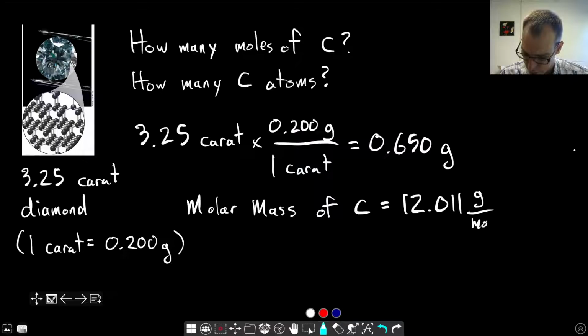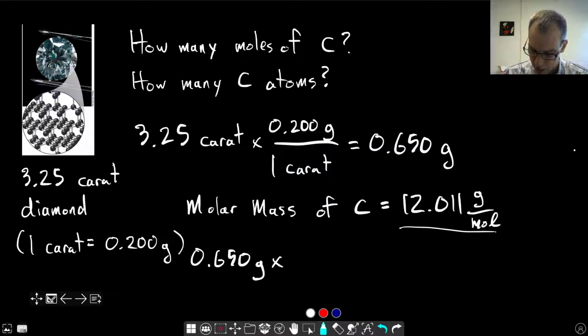grams per mole. Okay, and so we can think of this as another unit conversion, converting from the unit of grams to the unit of moles. So we need to take 0.650 grams. And again, we need the unit we want to cancel, in this case grams, to be in the denominator. So that means our 12.011 grams needs to go in the denominator, and our moles needs to go in the numerator.